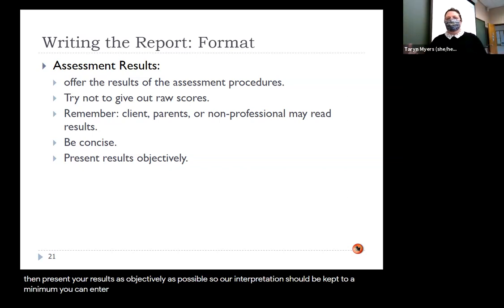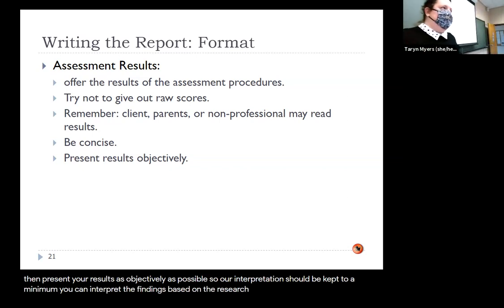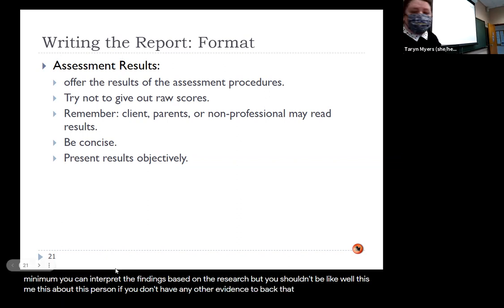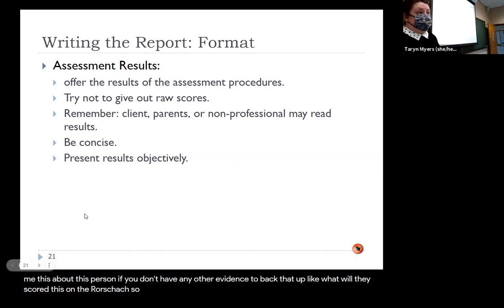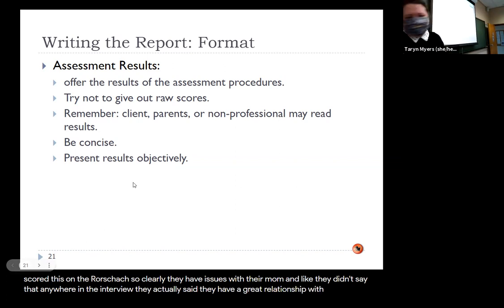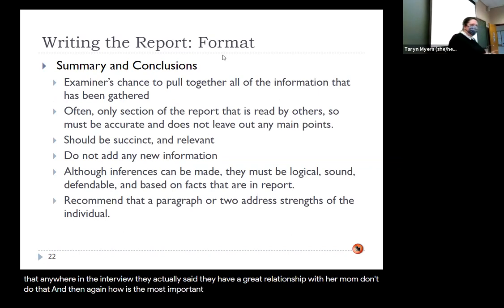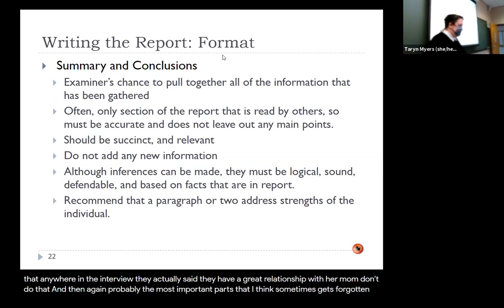You can interpret the findings based on the research, but you shouldn't say, well, this means this about this person if you don't have any other evidence to back that up. Like, whoa, they scored this on the Rorschach, so clearly they have issues with their mom. And they didn't say that anywhere in the interview. They actually said they have a great relationship with their mom. Don't do that.